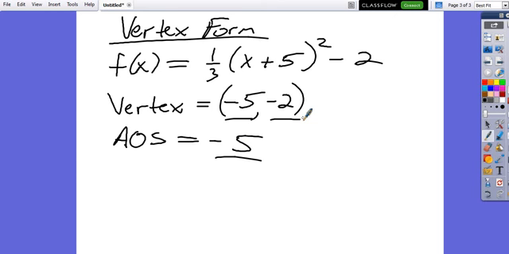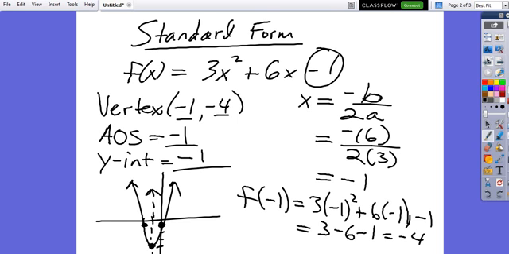And then, does this thing open up or down? It opens up because 1/3 is positive. Now, we forgot to say that on the previous slide. I'm going to go back for a second and just write that in, that we know that this graph opens up because of our a value being positive. So it does open up.